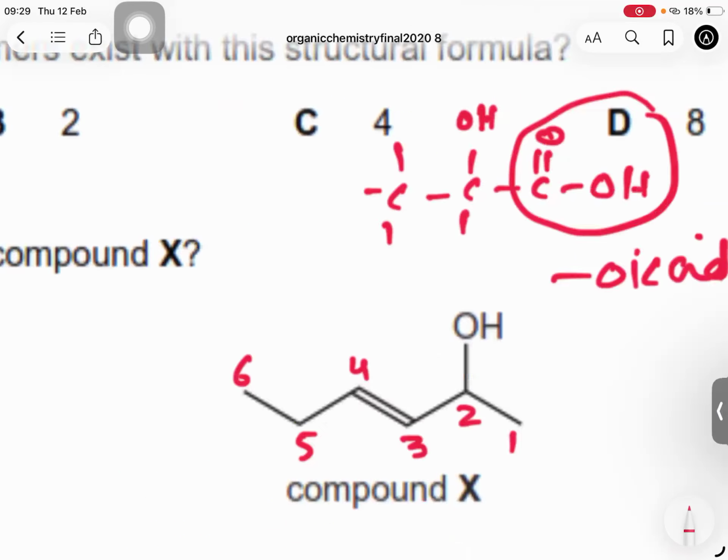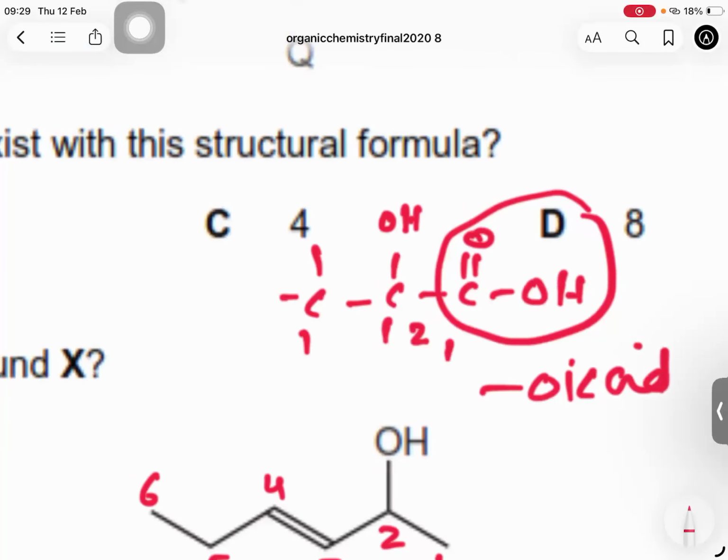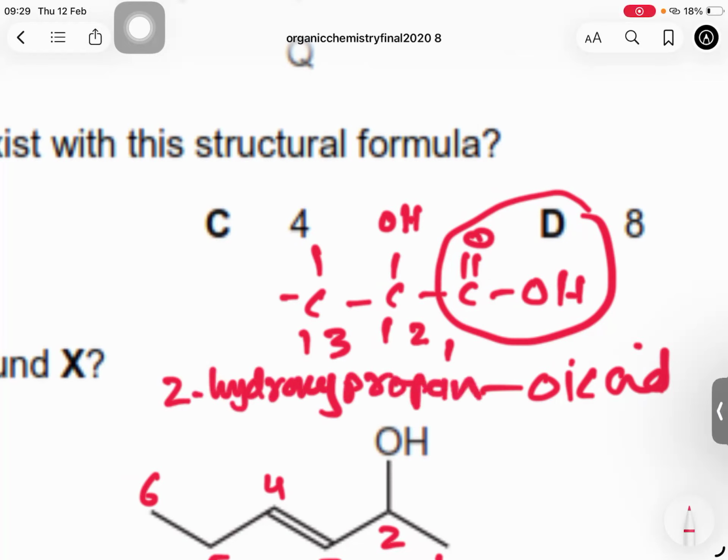If we name this compound, its name will be what? A 3-carbon carboxylic acid is known as propanoic acid. And carbon number 2 is carrying OH. So what will be the name? 2-hydroxypropanoic acid.